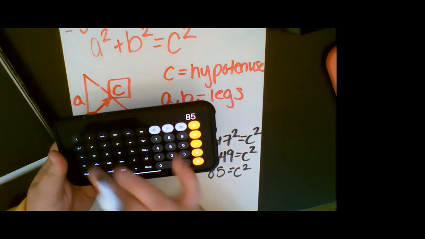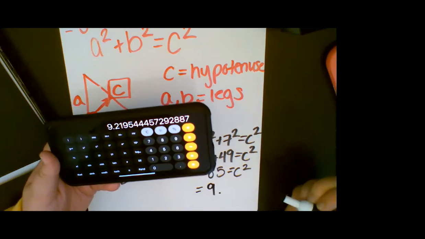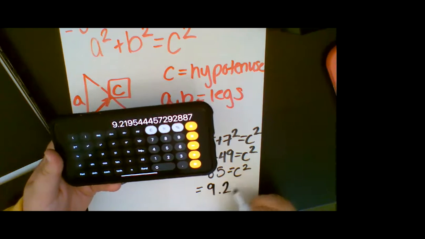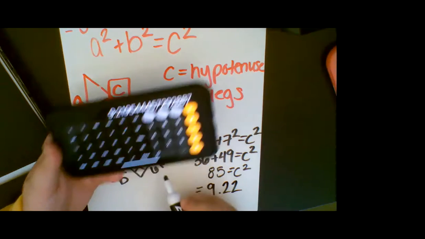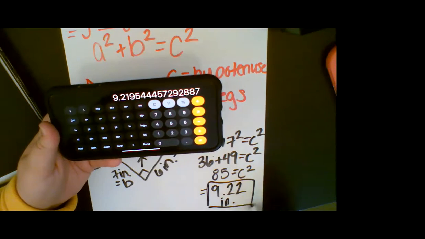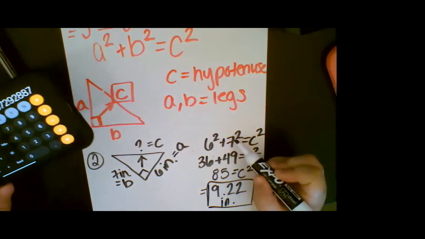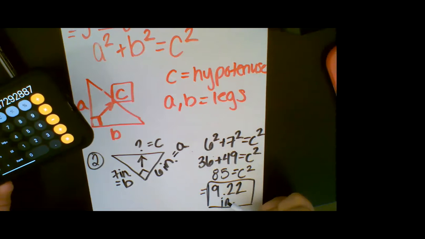So I've got 85. I take the square root of it, and I get this gross decimal. But luckily, we know how to round. 9.22. We round up because after the 1 is a 9. Original units were inches, so our final units are inches. So again, we square the 2 legs, add them together, take the square root.